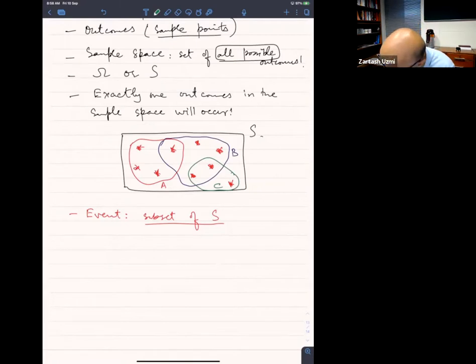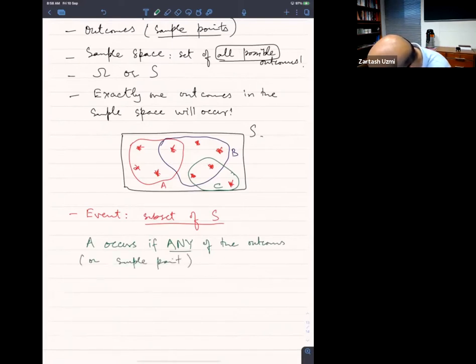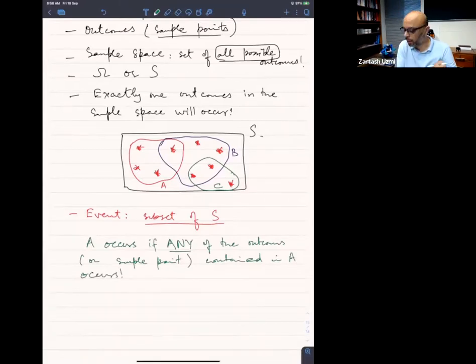So event A will contain how many points? 4 points. If any one of these 4 outcomes, these 4 sample points occurs, we will say that A has occurred. So A occurs if any of the sample points, any of the outcomes contained in A occurs. Remember, an outcome of A has to come.